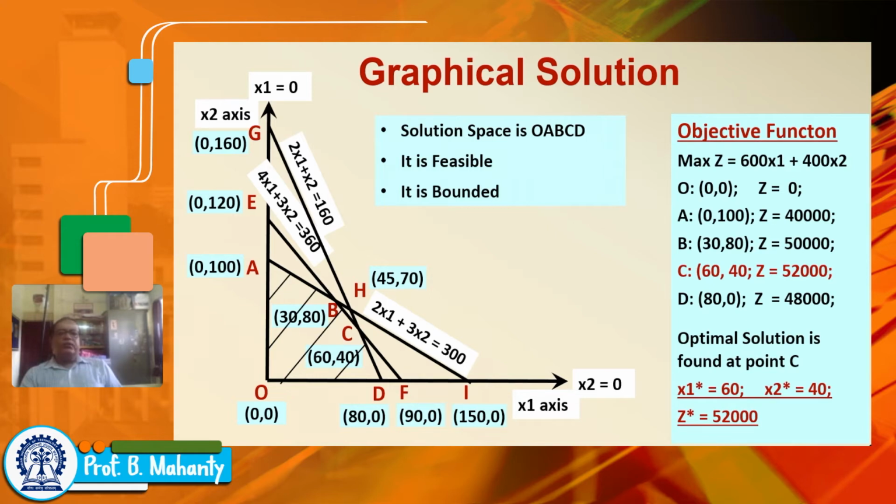Similarly, 4x1 plus 3x2 equal to 360 is this line, and 2x1 plus 3x2 equal to 300 is this line. Now for each of those three constraints, the solution space is towards the origin. So that gives us a solution space OABCD. Isn't it? So OABCD is the solution space.